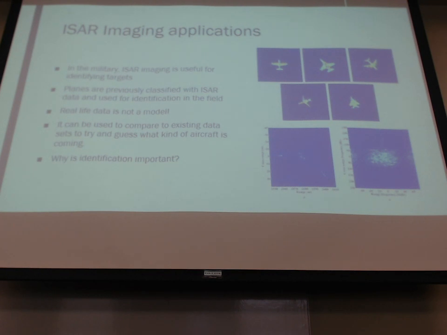But real life data is not like a model. You have very little information to go on when you're scanning something, and seconds matter in a lot of these situations. It's really hard to see in this lighting, but the bottom image is a real life example of a plane flying, and you can see just a few points.